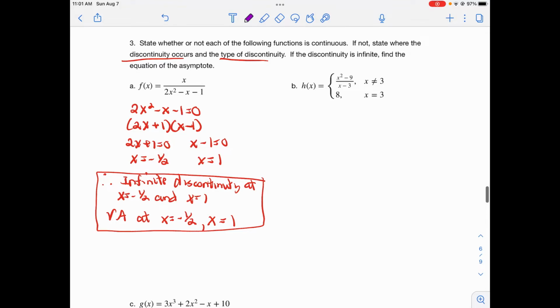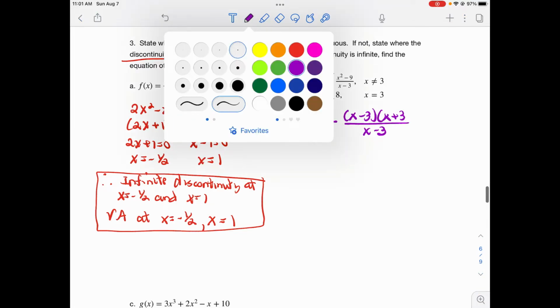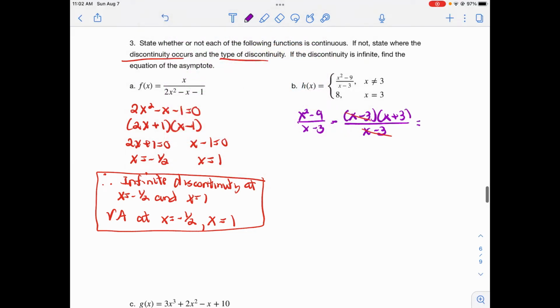All right, let's figure out if we have discontinuity here. Okay, so the function is x squared minus 9 over x minus 3. That's the difference of squares on top. And then the x minus 3's cancel out, which leaves us with x plus 3. So since we canceled out the factor x minus 3, that gives us x equals 3.